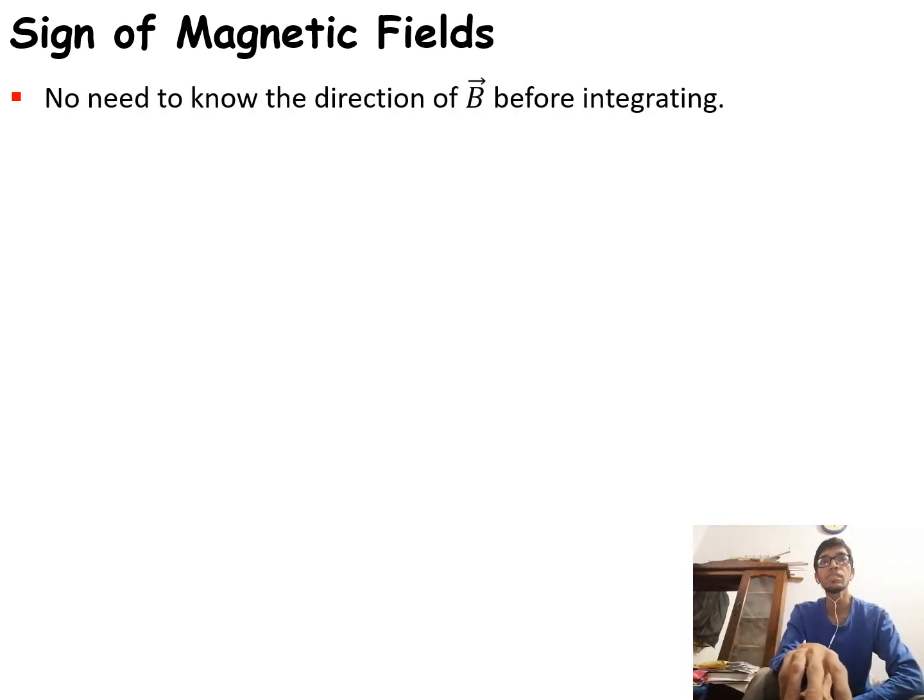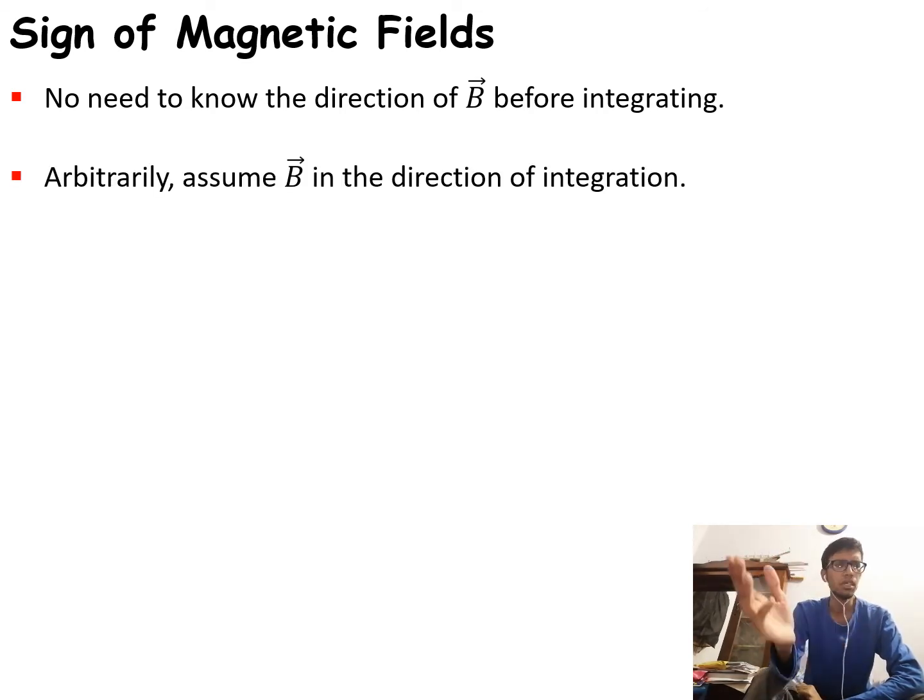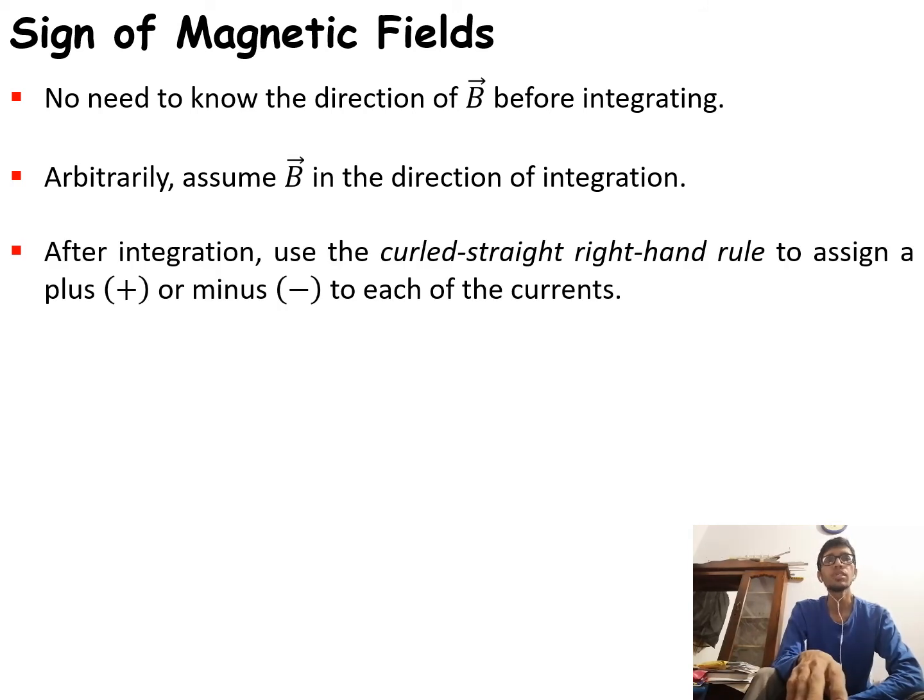So the next point is about the sign of the magnetic field. What would be the sign of the magnetic field? Either it is positive or negative. Initially we do not need to know the direction of the magnetic field before integrating, so we assume the direction of B in the direction of integration. Usually we assume it to be counterclockwise by convention. Then it's positive, and we get rid of an extra negative sign in the calculation. After integration, use the curl-straight right hand rule to assign a plus or negative sign to each of the currents. Let's see what we mean by the curl-straight right hand rule.